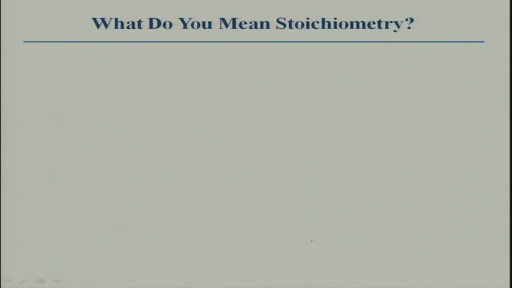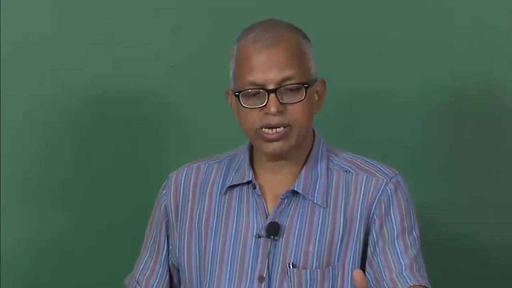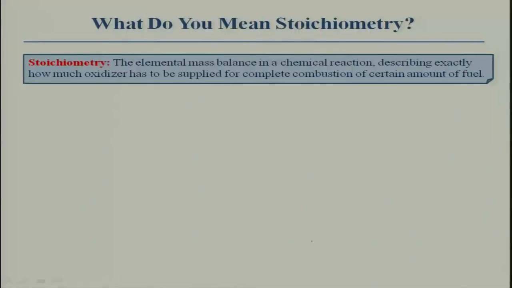So what do you mean by stoichiometry? Because when we talk about chemical reactions, we will be dealing with basically stoichiometry. And stoichiometry is basically the elemental mass balance in chemical reactions, right? Describing exactly how much oxidizer has to be supplied for complete combustion of a certain amount of fuel, right? So that is basically a mass balance that you do.